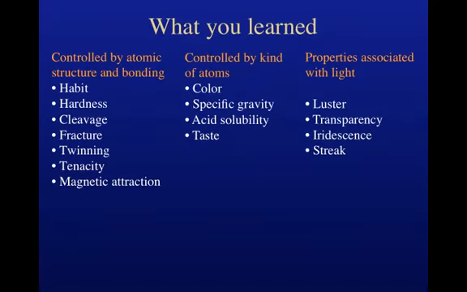Now, what you learned was that certain physical properties of minerals are controlled by the atomic structure and bonding. Those are habit, hardness, cleavage, fracture, twinning, tenacity, and magnetism. Other properties are controlled by the kind of atoms that are in the crystal. Those are color, specific gravity, acid solubility, and taste. And properties that are associated with light are luster, transparency, iridescence, and streak.